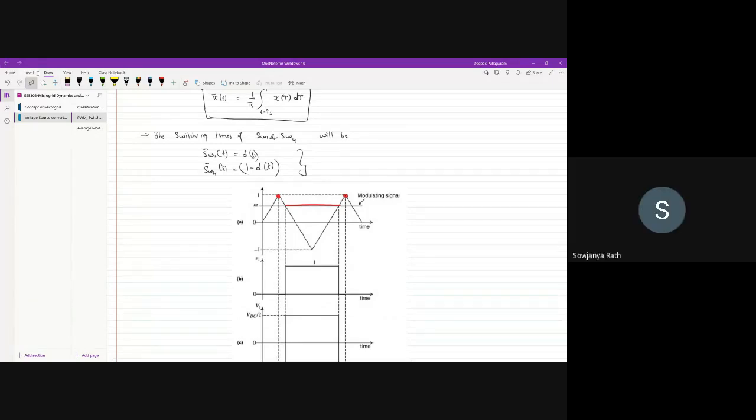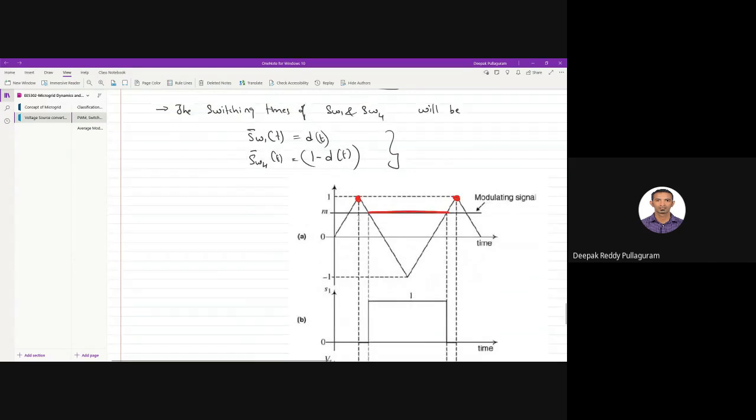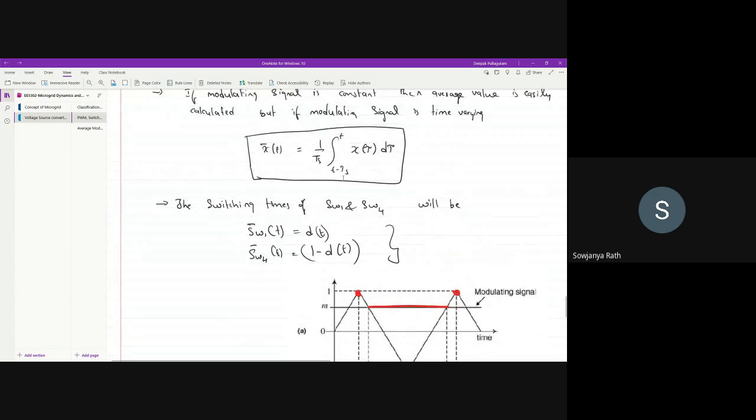Here the modulating signal is not DC, it's time varying. DC is assumed only for a smaller duration. So this is valid for DC and also for time varying. We are doing it in a very generic fashion. You're getting the point? So in the previous thing you had given us, that was an AC, right? Sine wave.